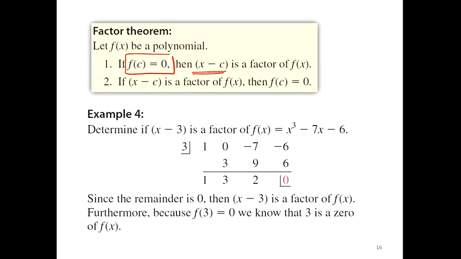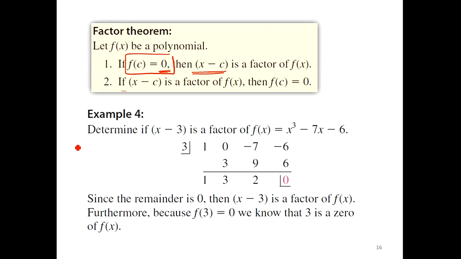Also we can find the remainder directly. The remainder is 0. If we have the remainder 0, then this is a factor. If f of c equals 0, then x minus c is a factor. If x minus c is a factor, then f of c equals 0. So the remainder is 0. When the remainder equals 0, we have factor x minus c. If we have the factor x minus c, we have the remainder 0 and f of c equals 0 also.